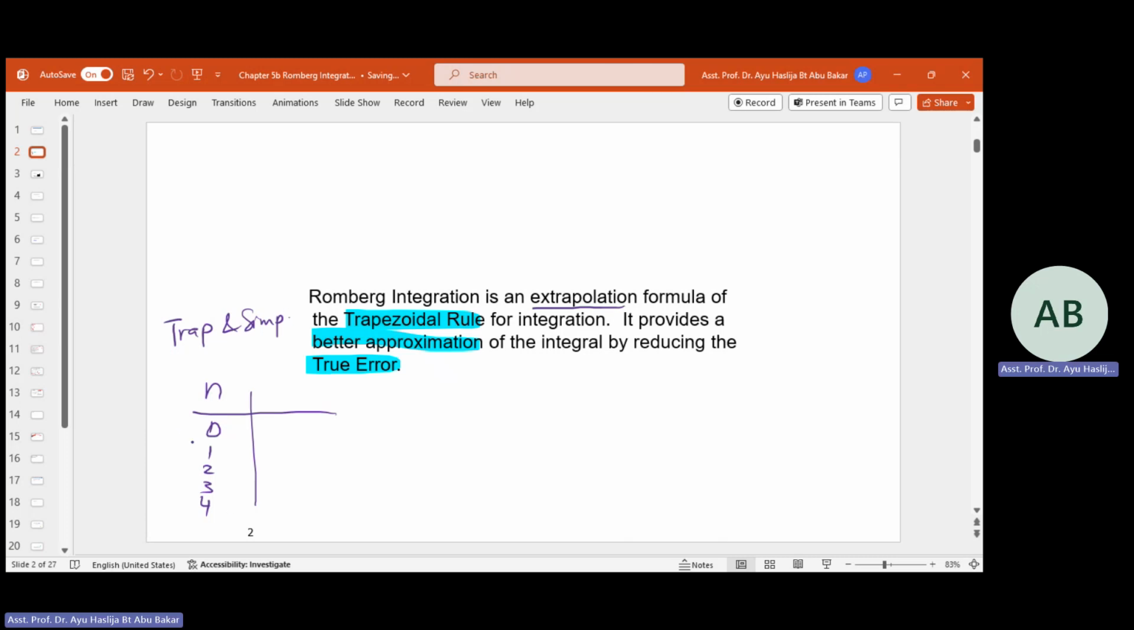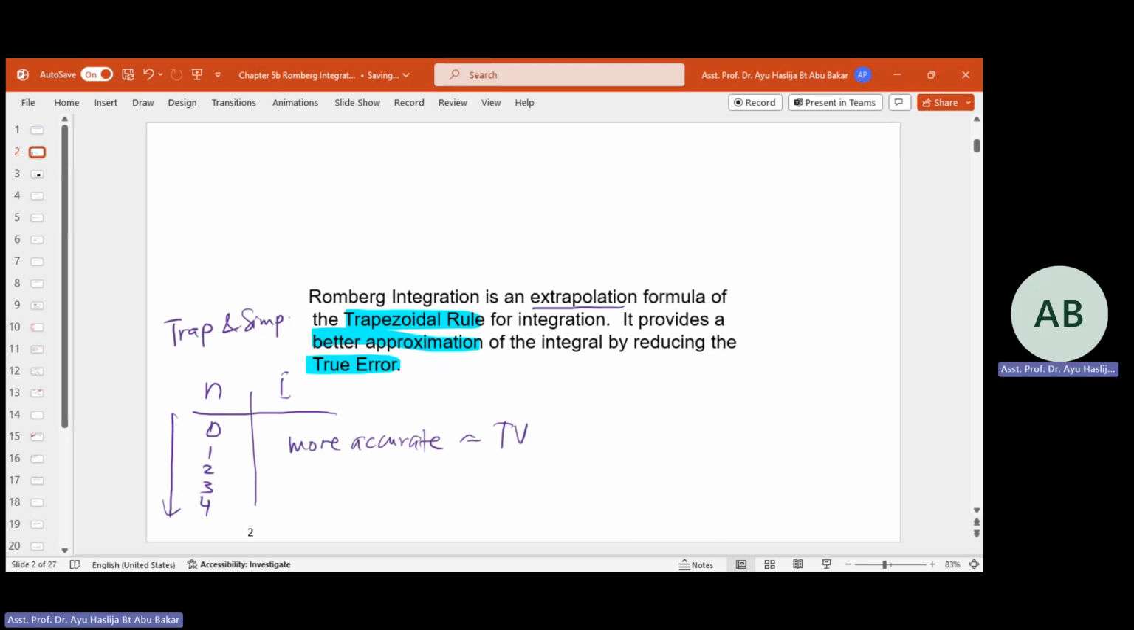Okay, we go down, increase segments, right? As we increase the segments, the integration will be more accurate, approaching the true value. This one is trapezoid and Simpson's. We go vertically. The more segments, the closer the value to the true value. Now for Romberg, we go vertically, sideways.